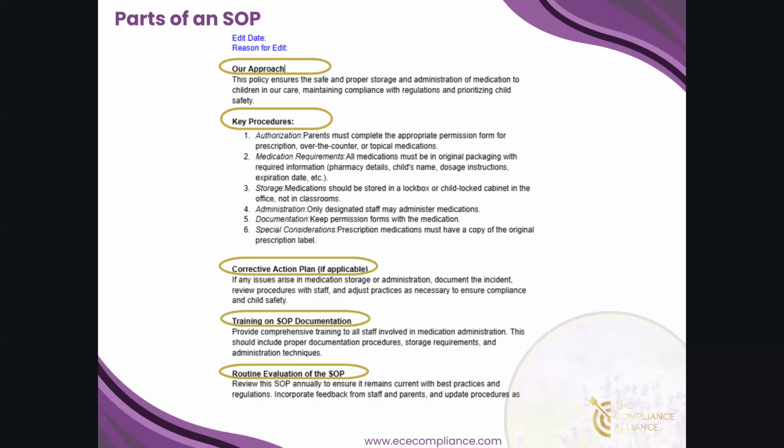And then the last thing you'll see is the routine evaluation of the SOP. So the leaders, whomever that may be, it may be an owner, it may be a director of operations, a regional director, but there needs to be someone who has that on their calendar to take a look at these annually, right? Do they still make sense for the school? Do they still make sense for the organization? Is it meeting the organization's needs or the school's needs? And then another piece of that is, does it even meet regulatory requirements? Because we know that regulatory requirements change. And are your SOPs changing as regulatory requirements change?